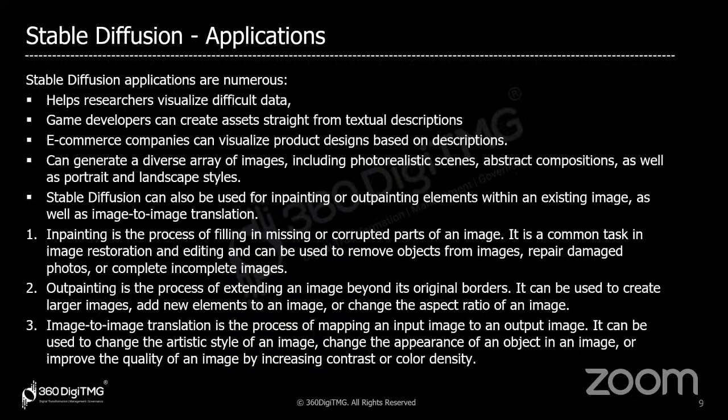Then image-to-image translation is the process of mapping an input image to an output image. It can be used to change the artistic style of an image, or to change the appearance of the objects in an image. It can also be used for improving the quality of an image by increasing the contrast, colors, or color density. So these are all the applications of Stable Diffusion.